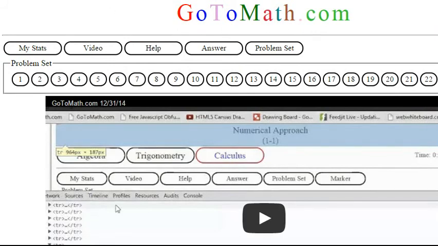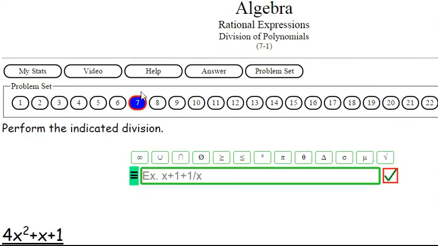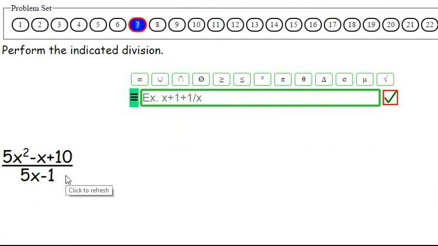Okay, we're over at GoToMath.com. Click on the algebra. Let's go down to division of polynomials. We're looking at 7.2. We've got 5x squared minus x plus 10, and that's going to be all over 5x minus 1.